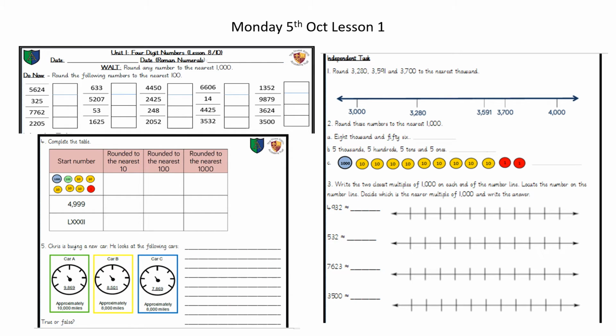Question 4, you've been given 3 different numbers, but you need to round to the nearest 10, 100 and 1,000. The number is made up either of place value counters, and the number in digits, or in Roman numerals. And number 5 is a question in context, thinking about how many miles are on the clock when I'm buying a new car. Let me know how you get on today.